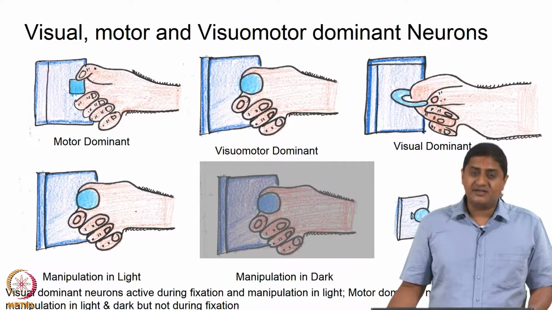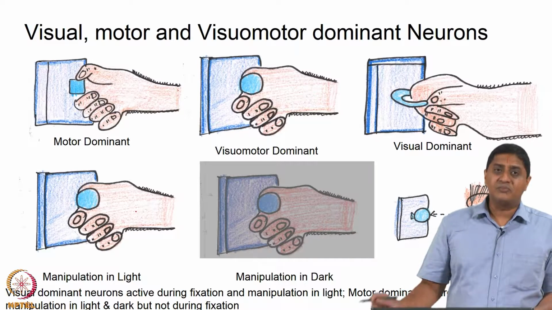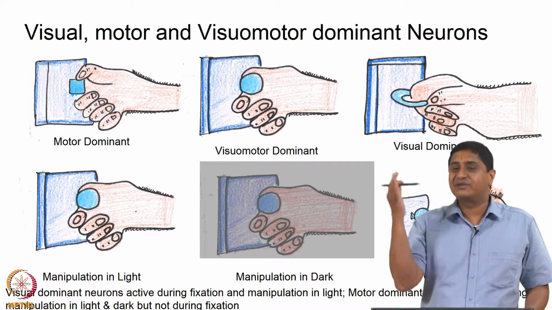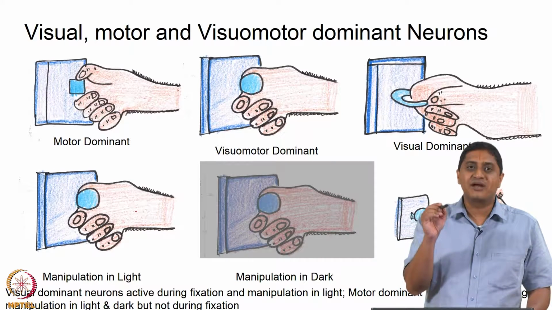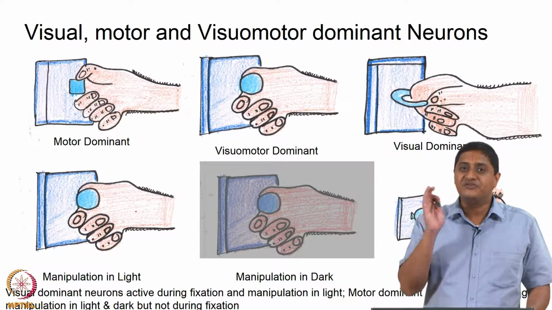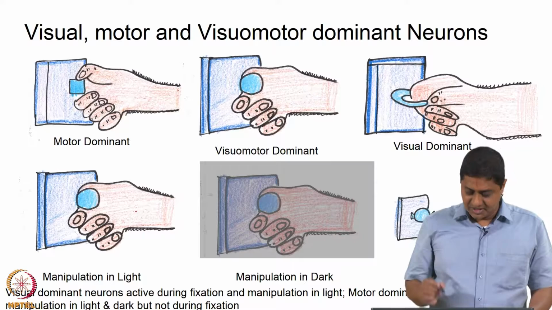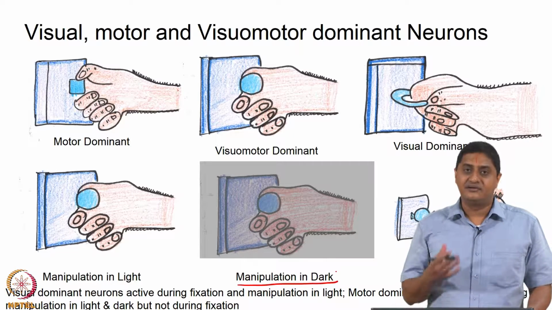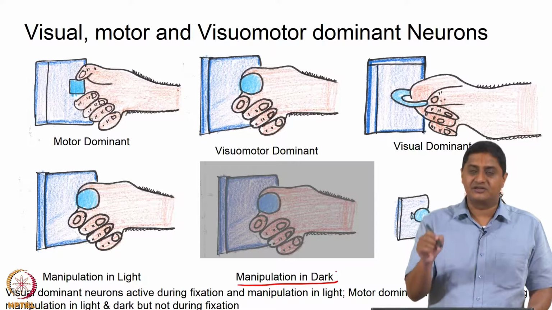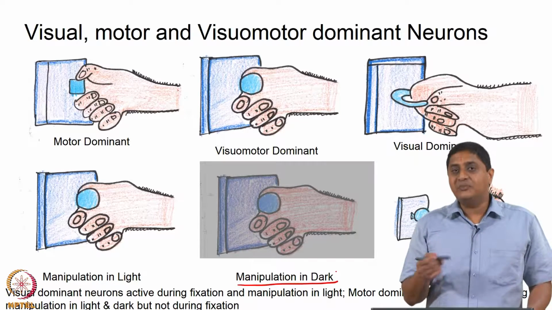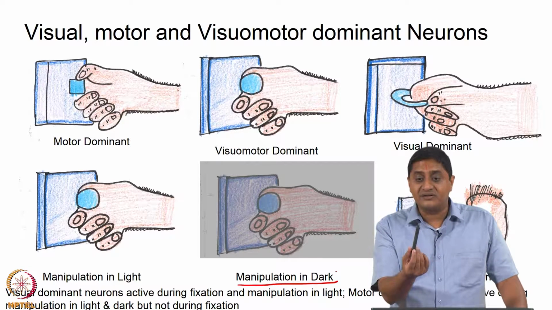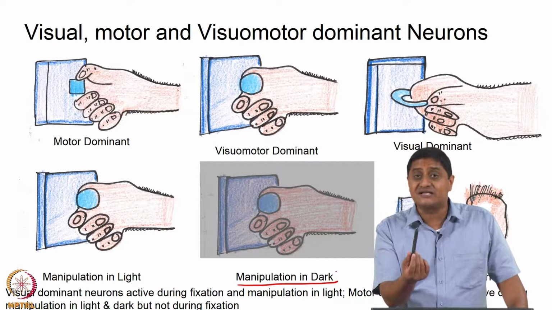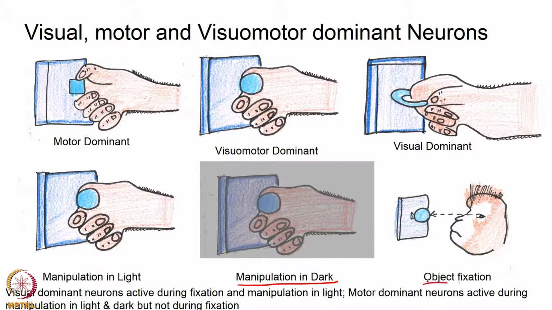For example, there can be three kinds of tasks that we can consider. You can manipulate an object in light. For example, there is light here, and in light I am writing with this pen. This is object manipulation in light. Suppose this room was dark and I am trying to manipulate this object, that is manipulation in dark. Now, a third possibility is that an object is present, I am not touching it, I am just fixating my eyes on this object. This involves object fixation, but no real action by the hand.